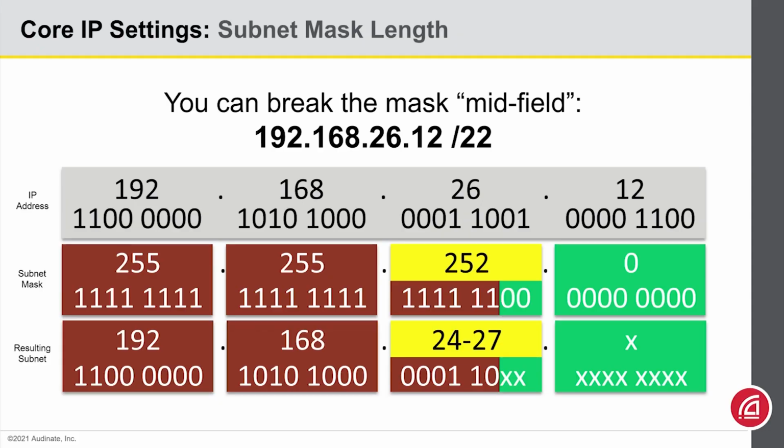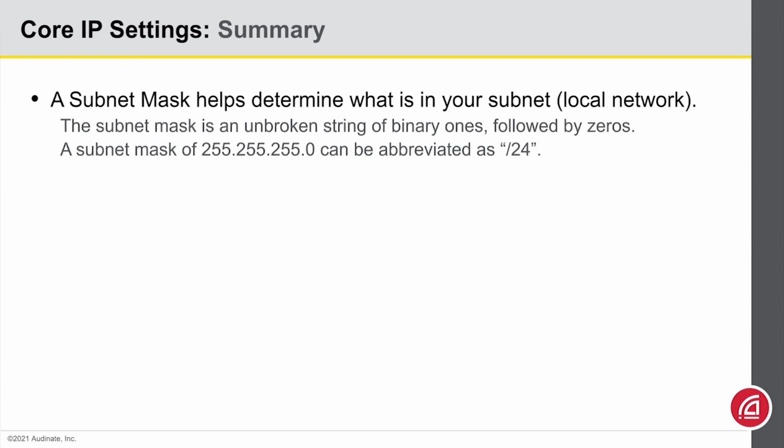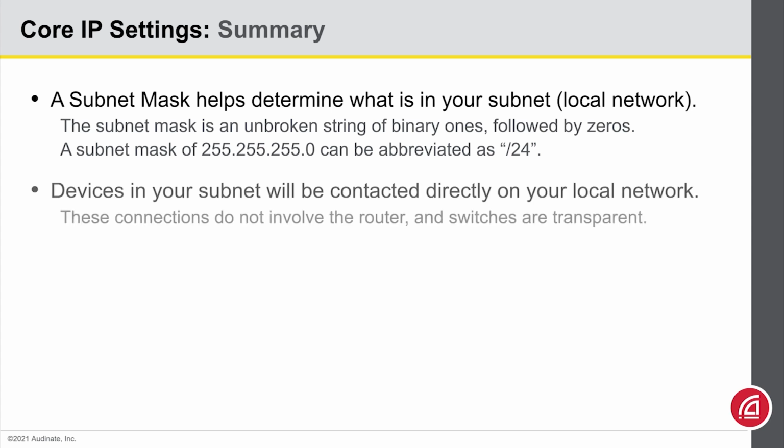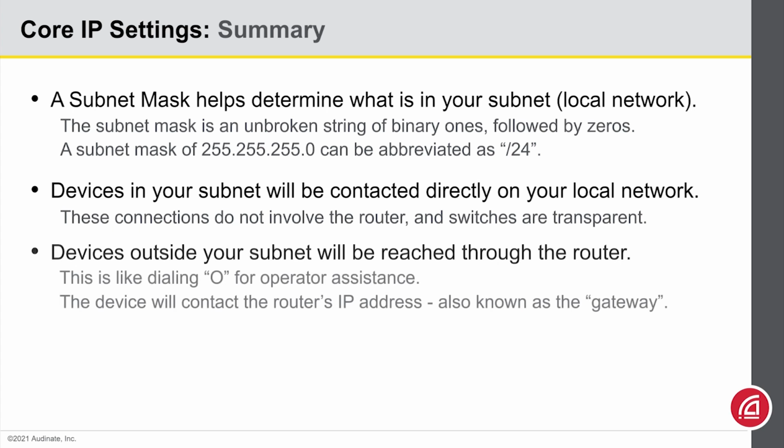So in summary, a subnet mask helps you define what is in your subnet. The subnet mask should be an unbroken string of binary 1s, followed by an unbroken string of binary 0s. For devices in your subnet, you'll contact them directly on your local area network. Devices outside your subnet, you'll be contacting the router, which will then open a separate connection for the next leg of your journey.